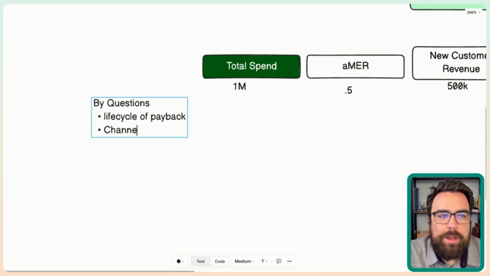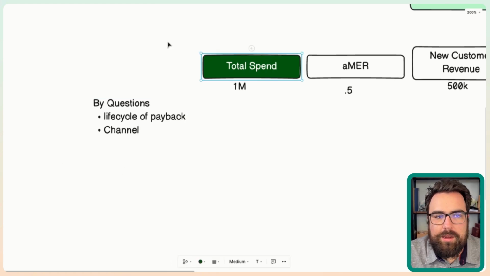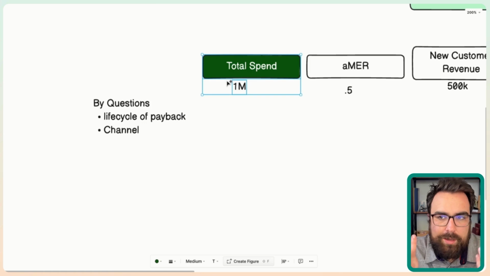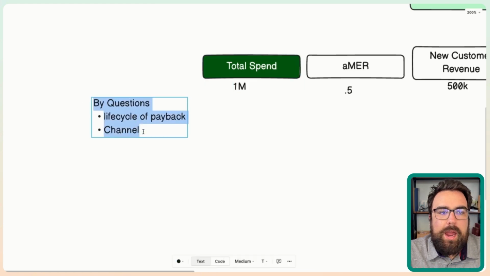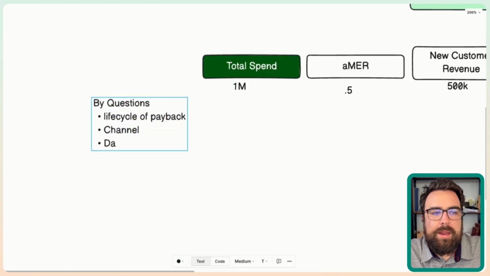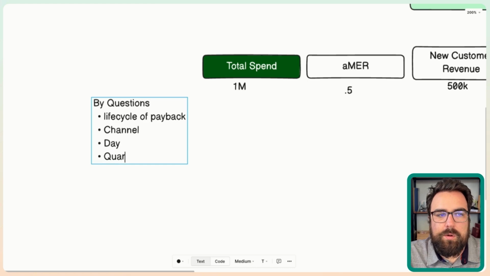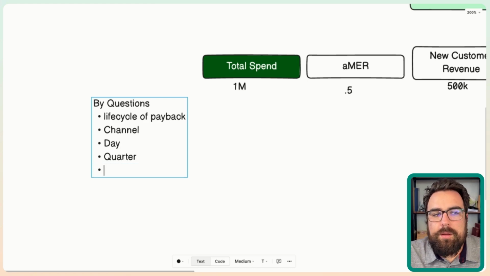You can also break this down by channel, as long as you can allocate your spend and the attribution works correctly, which you can do. Again, totally possible. And you can say, how are all of these metrics working per channel, right? And then we can also say by day, very useful, by quarter, right? So by time.